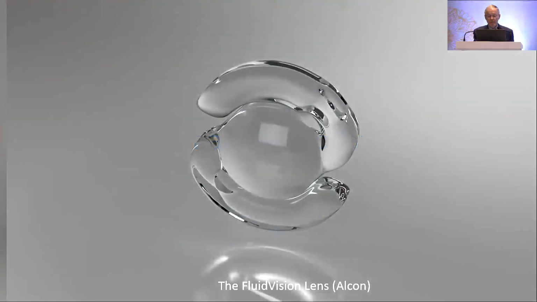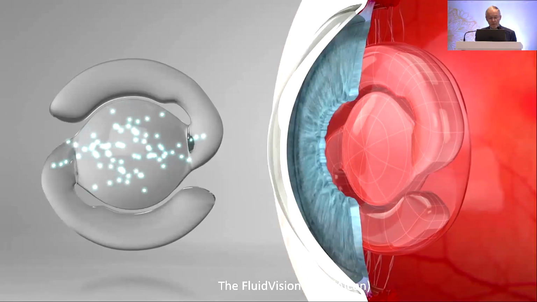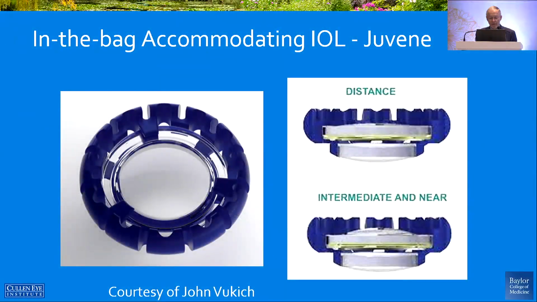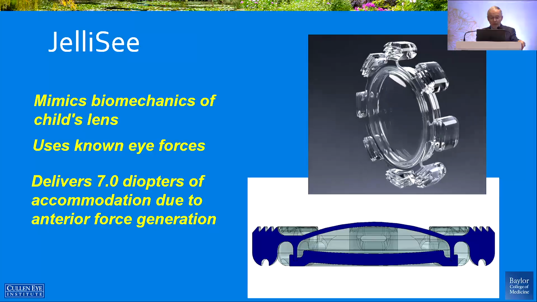Finally, just a comment about accommodating IOLs. There are a lot of them. There's the Fluid Vision lens that Alcon is working on. There's the Juvene lens, which is a 2-component lens that has an accommodating element that can be placed in the front. There's Tia Vision, which has, again, an interesting design where the fluid is transferred with the action of the ciliary body, and a Jelly C.